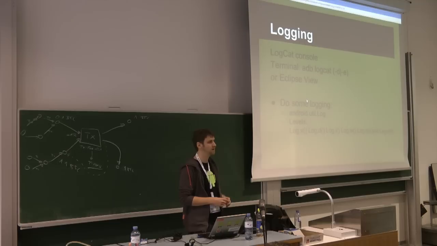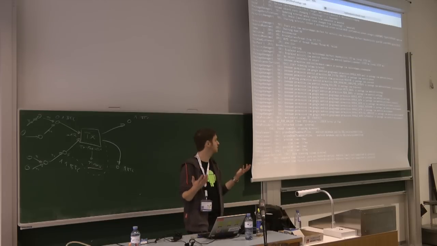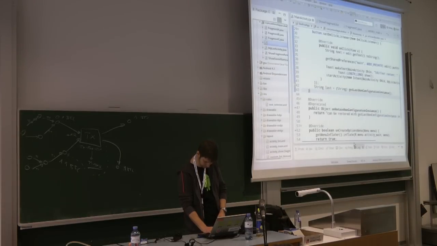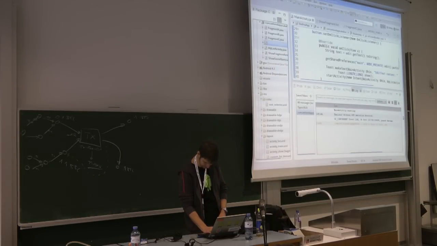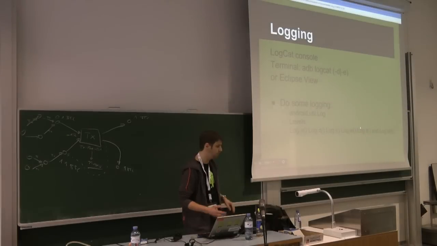If you want to see what's going on while you're coding and you run the app, there is one important view in Eclipse, that's the logcat. You can either use the Eclipse view called logcat, or you can open a terminal, which is somehow better, because you can get a lot of information and you won't be focused on this little view. There's not much information on this small screen.